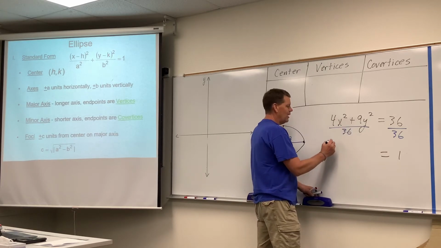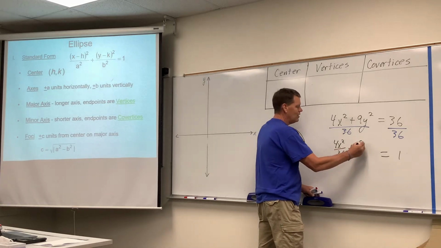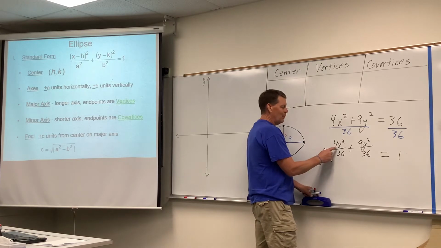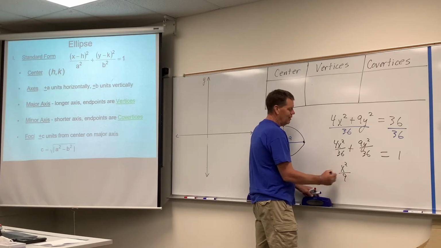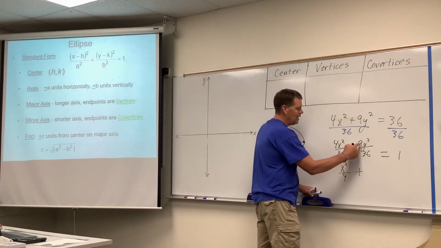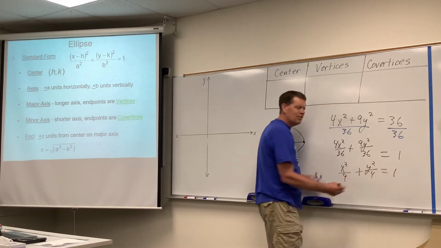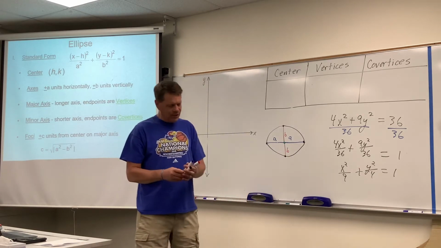All right, so we have 4x squared over 36 plus 9y squared over 36. And then you'll notice that we can reduce these fractions because 4 and 36 make a 9 on the bottom, and 9 over 36 makes a 4 on the bottom. Reduce the fractions, and there you go. And I think we're ready to roll with this one.